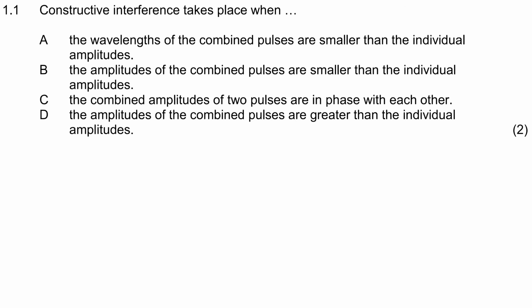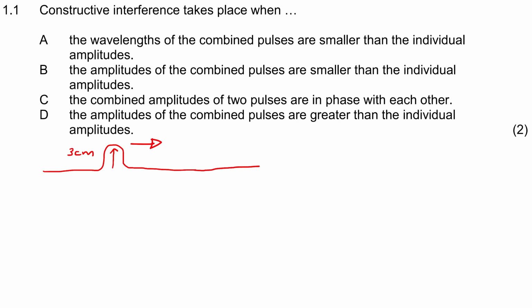Constructive interference takes place when... Okay, so before we even look at those, let's quickly talk about constructive, and then I'll also show you destructive interference. So let's say we have a pulse. Now a pulse is just a single disturbance, so something like that. And let's say the height of that is 3 centimeters, okay? And let's say we are moving in that direction.